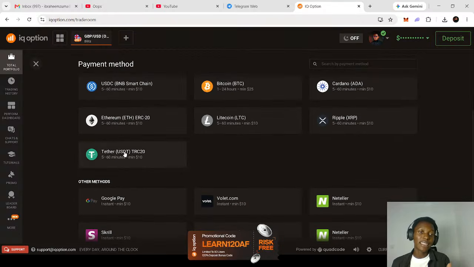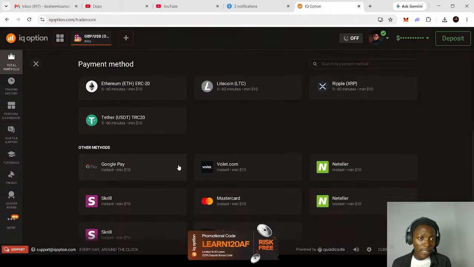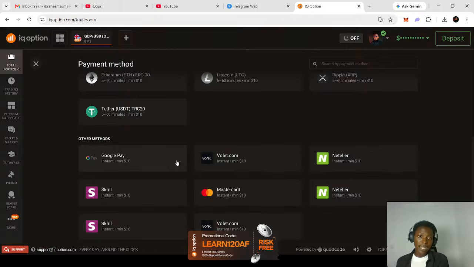So here's Tether USDT TRC20. You can deposit, but the minimum deposit is also $10, just like the rest. And then there are other methods as well. You can deposit using Google Pay itself. The minimum deposit amount is $10. As you can see, you can deposit using Skrill. It is also $10. You can also deposit using a MasterCard. The deposit amount is also $10. And you can deposit using Neteller or a wallet.